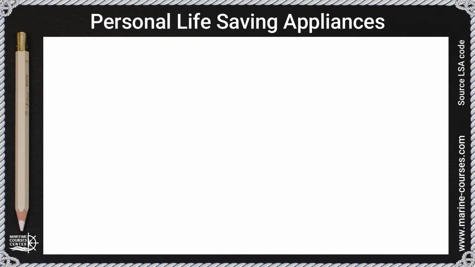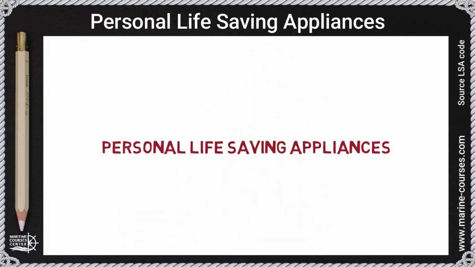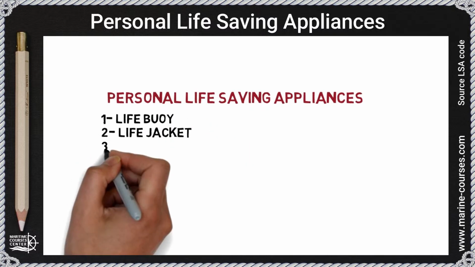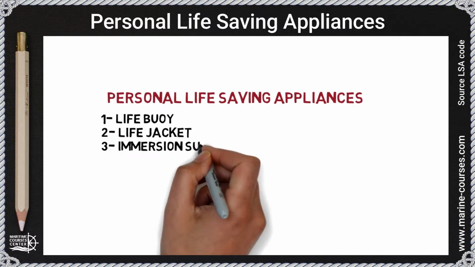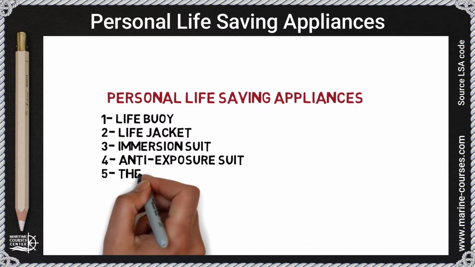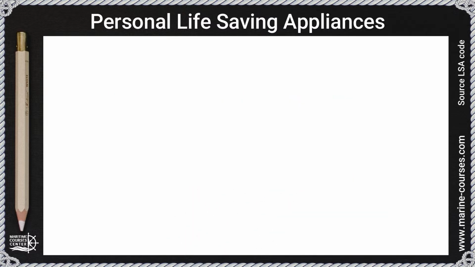Today we're going to talk about personal life-saving appliances. Personal life-saving appliances such as: 1. Life buoy, 2. Life jacket, 3. Immersion suit, 4. Anti-exposure suit, and 5. Thermal protective aid (TPA).